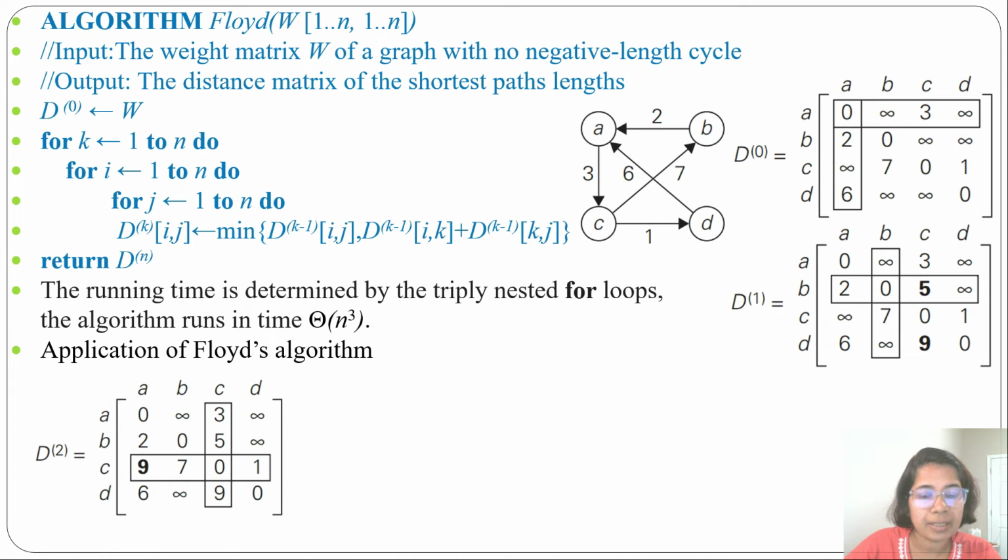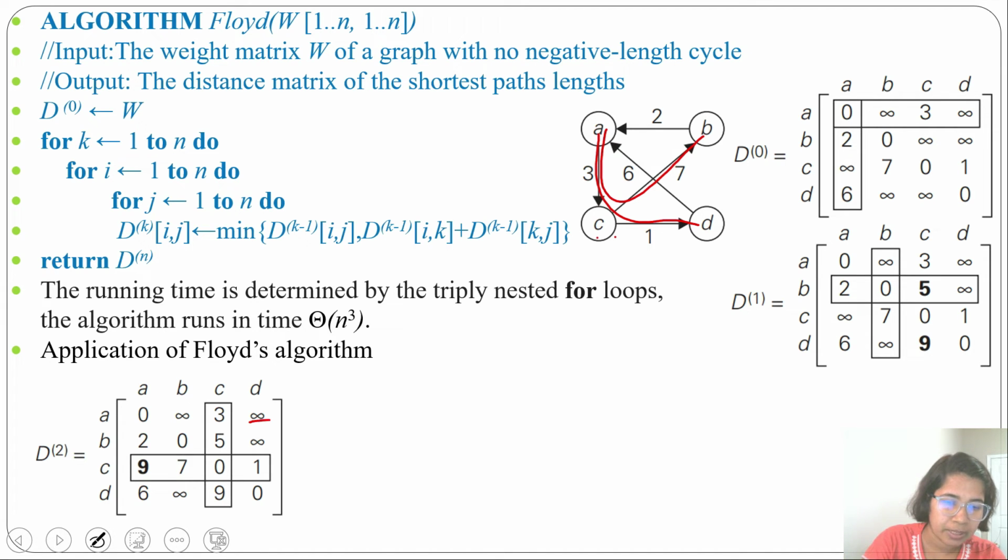Next, we will find D3. We will mark the third row and third column. We are checking whether there is any path via C. If we check via C, A to D, there is a path. This value was infinite before. Now it will be 3 plus 1, it will be 4. So A to D cost is 4.